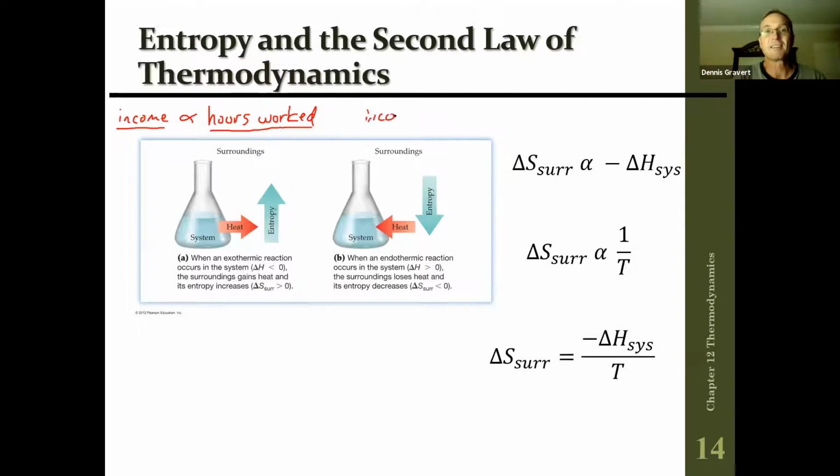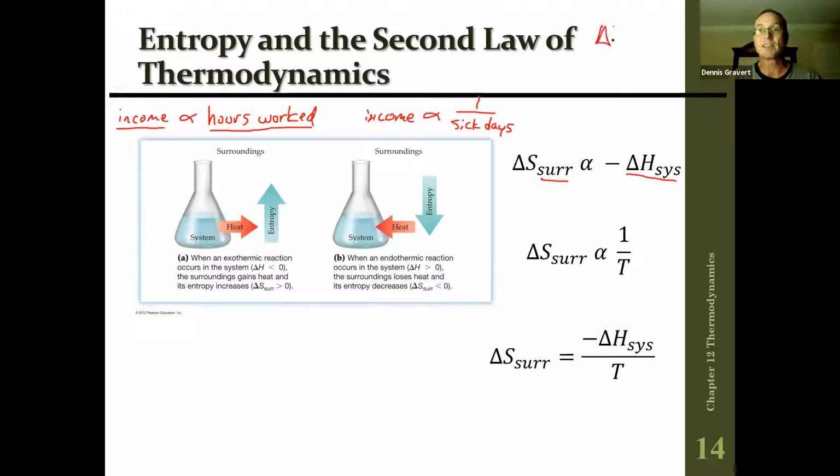Income, however, is inversely proportional to your sick days, unless you get paid for them. We usually don't. If you don't go into work, call in sick, your income's going to go down. More sick days means less income, inversely proportional. That's what the little alpha means, proportional. So what we discovered through studying everyday life is that the disorder of the surroundings is proportional to, what is this saying? Okay, delta H of the system is the heat of reaction, right?